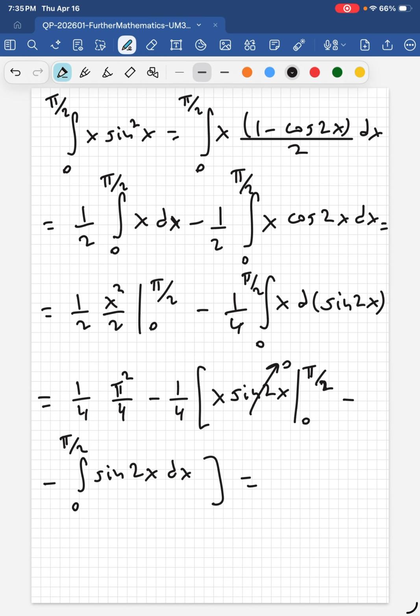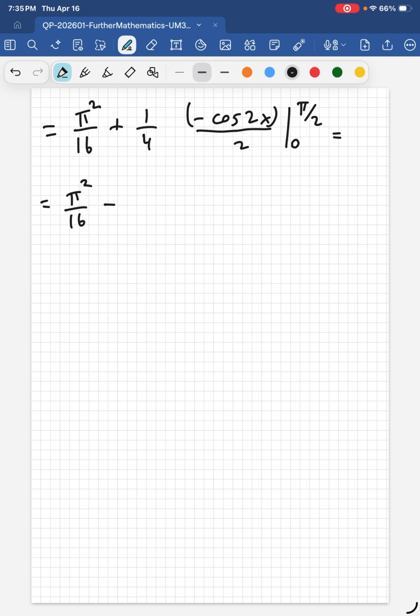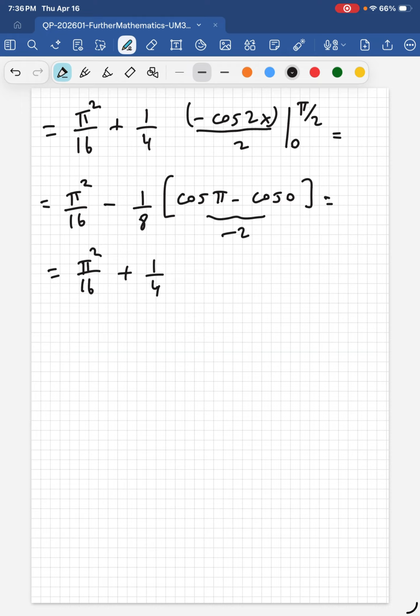Yes, we have minus 1 over 4 times minus. It becomes plus 1 over 4. And then the integral of sine of 2x is minus cosine of 2x over 2 from 0 to pi over 2. So we get pi squared over 16 minus 1 over 8. And then we have cosine of pi minus cosine of 0. So we finally get pi squared over 16 plus 1 over 4. And this is because this is equal to minus 2.